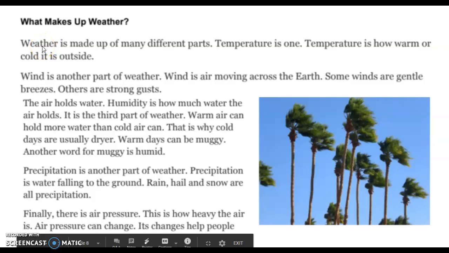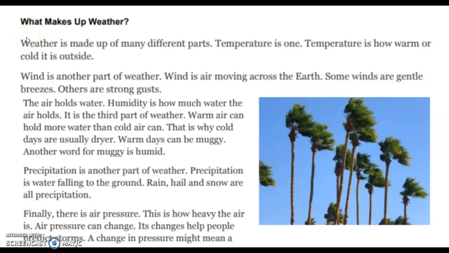Weather is made up of different parts. Temperature is one. Temperature is how warm or cold it is outside. Wind is another part of weather. Wind is air moving across the earth. Some winds are gentle breezes, others are strong gusts. The air holds water. Humidity is how much water the air holds. It is the third part of weather. Warm air can hold more water than cold air can. That is why cold days are usually drier. Warm days can be muggy. Another word for muggy is humid.